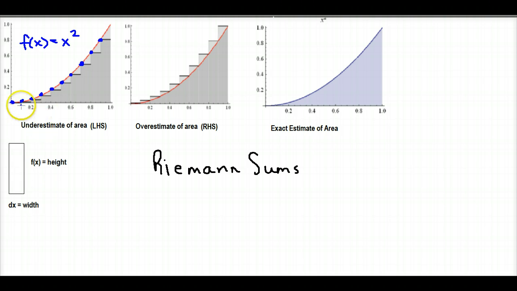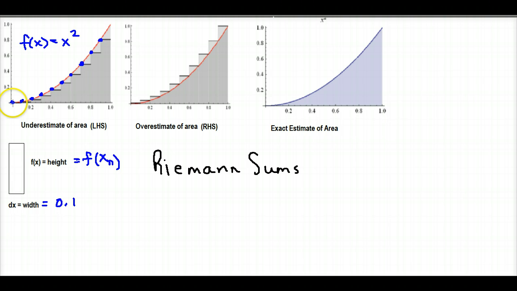Now, for this particular example, we said that we wanted to fit 10 rectangles into a space where x goes from 0 to 1. That means our width, or the difference before we get to another rectangle, has to be 1/10. So our width right here would be 1/10. And our height, or f of x, all that depends on where we are. Okay?